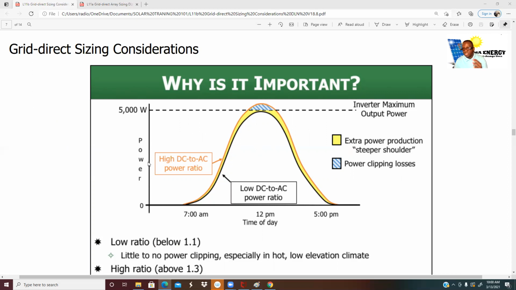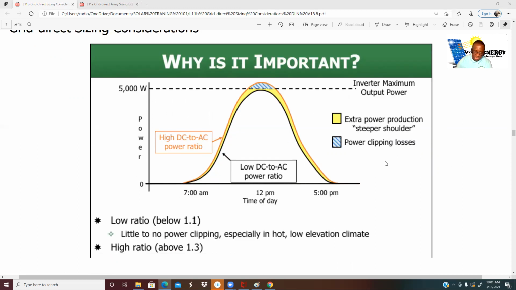That's why this is the time, if you have washing machines and those things, when you use those pieces of equipment, when you want to wash your laundry, your clothes, do that in the peak time, 12 p.m., between 12 and 1, 2. Do all of your high consumption electrical appliances then, so you enjoy them. Then the sun starts coming down at 5 p.m. The sun goes down. Power clipping losses.